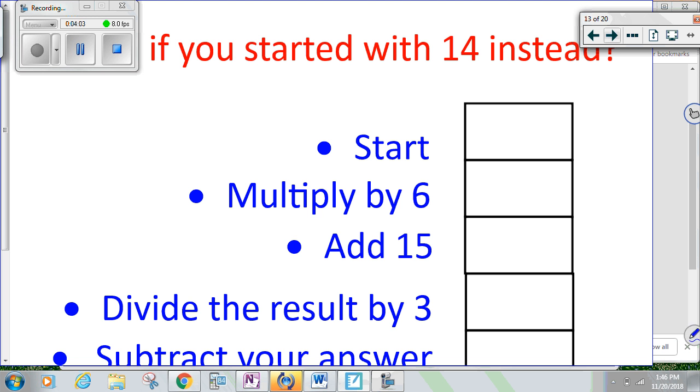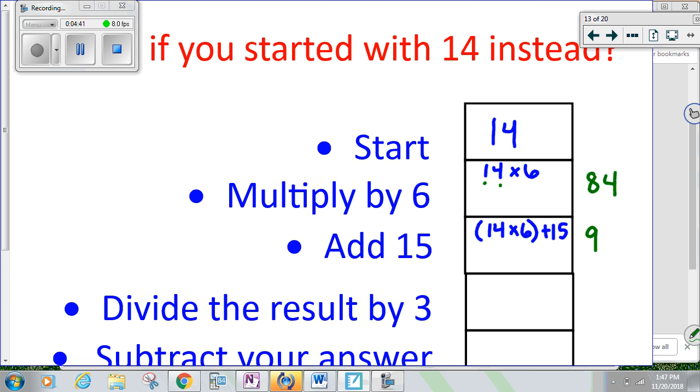So what if I started with 14 instead? So I'm starting with 14. Now I'm just getting myself a little bit more organized with this chart. I'm going to multiply by 6. So 14 times 6. I'm going to keep up over on my right column. Let's do some mental math. 14 times 6, well, 10 times 6 is 60, and 4 times 6 is 24. So 60 and 24 is 84. Now let's keep going. I'm going to add 15. So again, I'm going to use those parentheses to make sure I know what I'm doing first. I'm going to add 15 to 84 and get 99.